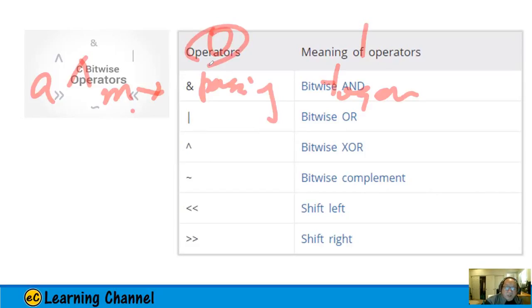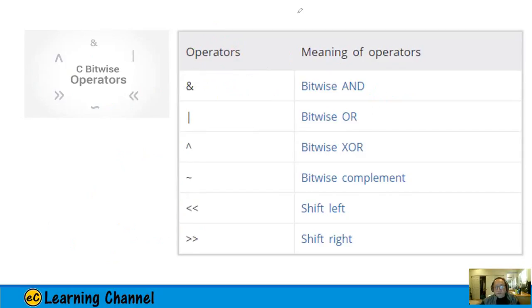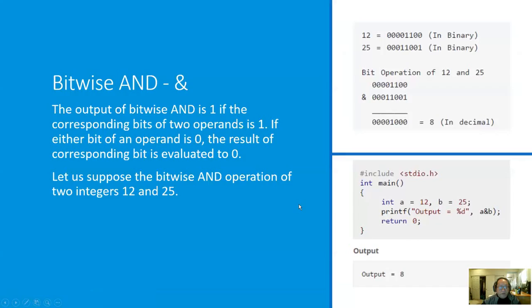Okay, and then shift. A shifted by 2 means shift left for 2 bits. A right shift 2 bits. Okay, and then there's a negation. It's bit-level negation. So these are 6 operators for your bit-level operation. So here, examples for bitwise operation: you have X and Y, and then X and the mask bit Y. So it's OR and XOR. Okay, it's easy, but it's more important to understand what the function is there.